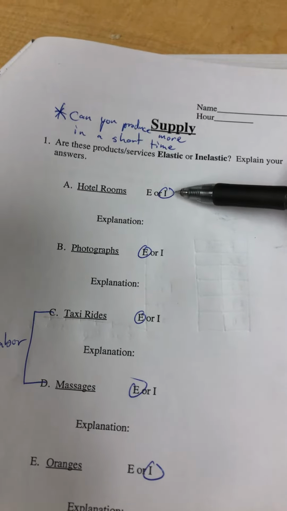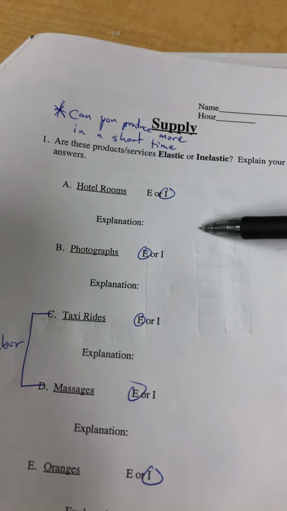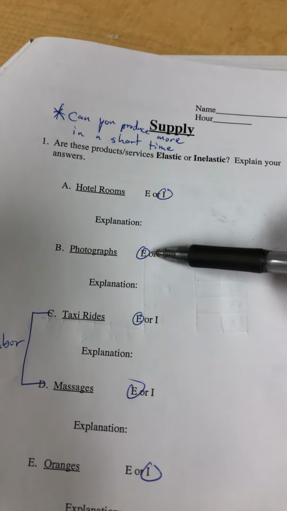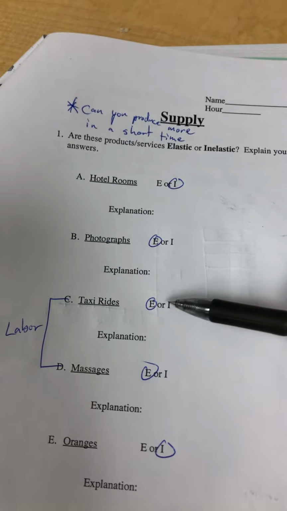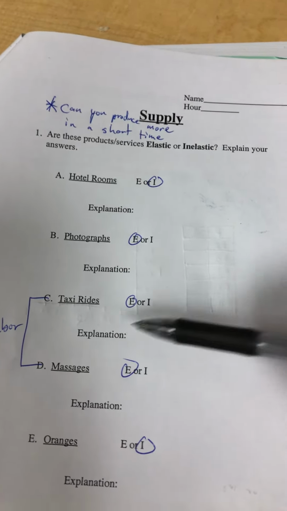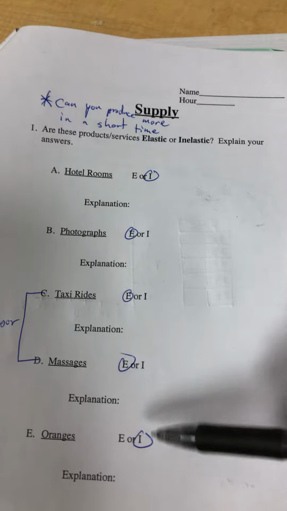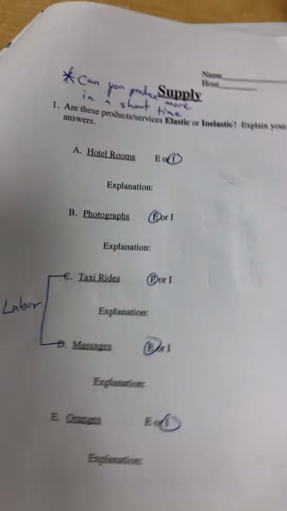Hotels take too long to build, so they're inelastic. It would take more than a month to build, so it takes too long to build. Photographs with digital cameras, they're elastic, digital cameras. Taxi rides and massages, they're labor. So what happens is they're both elastic because both groups of people would work more hours if they got paid more. Okay? Oranges take too long to grow new trees, so they're inelastic.